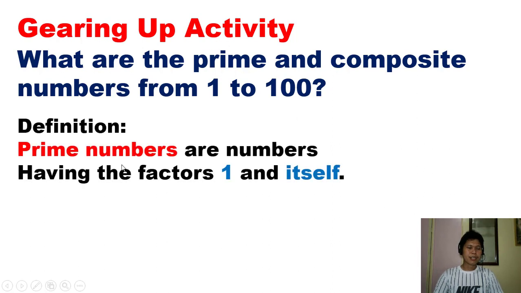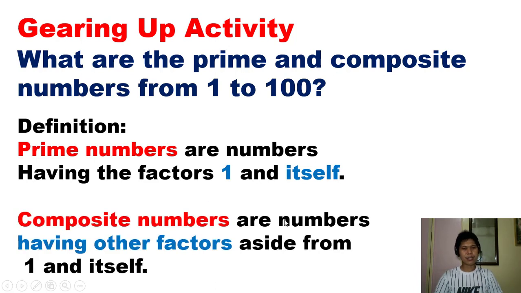Okay, we have the definition of terms. Prime numbers are numbers having the factors 1 and itself. So, yung factors lang niya, yun yung 1, tsaka yung sarili lang niya. Like for example, 5. Factors niya, 1 times 5. Wala nang iba. Okay? Unlike with the composite numbers, ang composite numbers naman, having other factors aside from 1 and itself. Like for example, we have 10. Ang 10, meron kasing factors na 1 times 10, tsaka meron ding 2 times 5. Yan yung composite numbers. Okay?